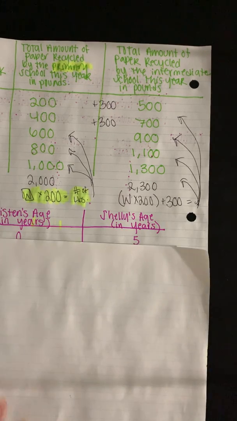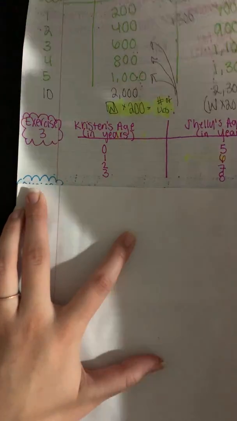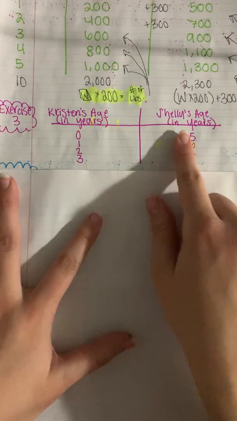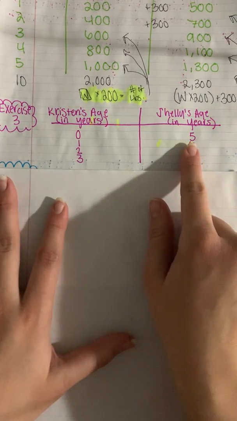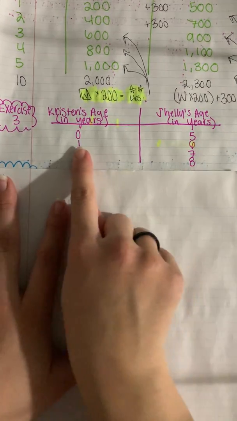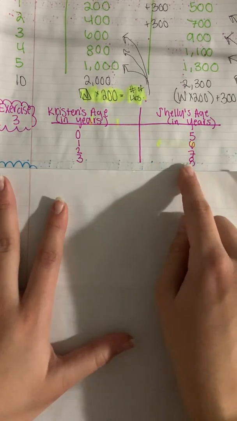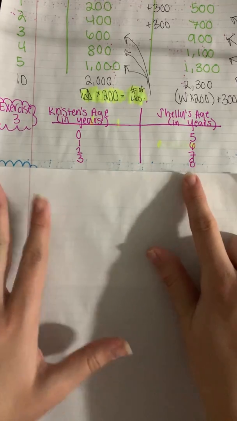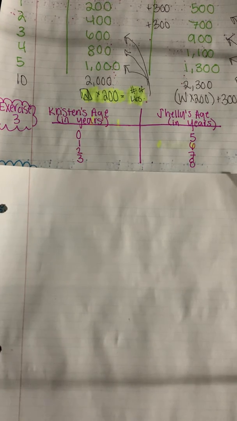And so we'll look at one more exercise, and this is exercise 3. We have Kristen's age in years and then Shelly's age in years. So when Kristen is 0, Shelly is 5. When Kristen is 1, Shelly is 6. When Kristen is 2, Shelly is 7. And when Kristen is 3, Shelly is 8. Shelly and Kristen share a birthday, but Shelly is 5 years older, as you can see from the table.